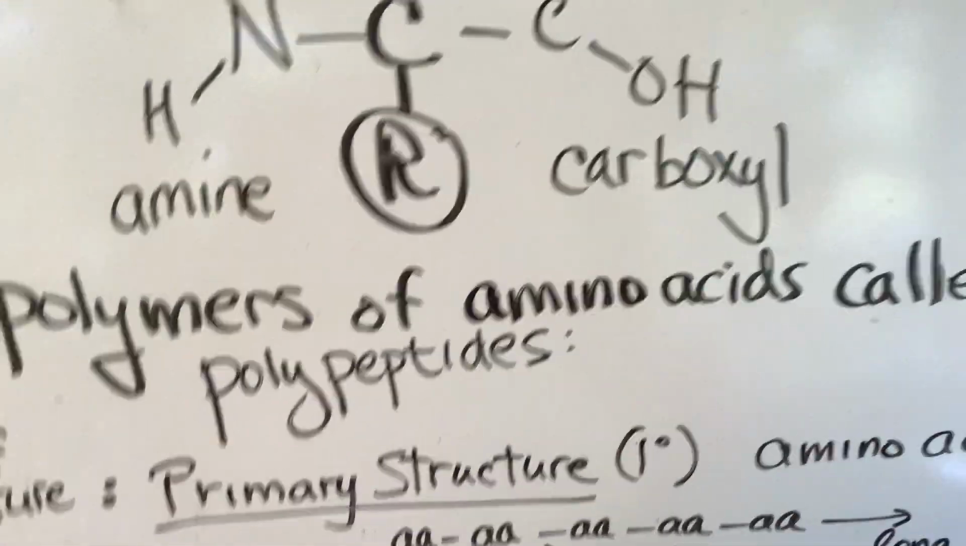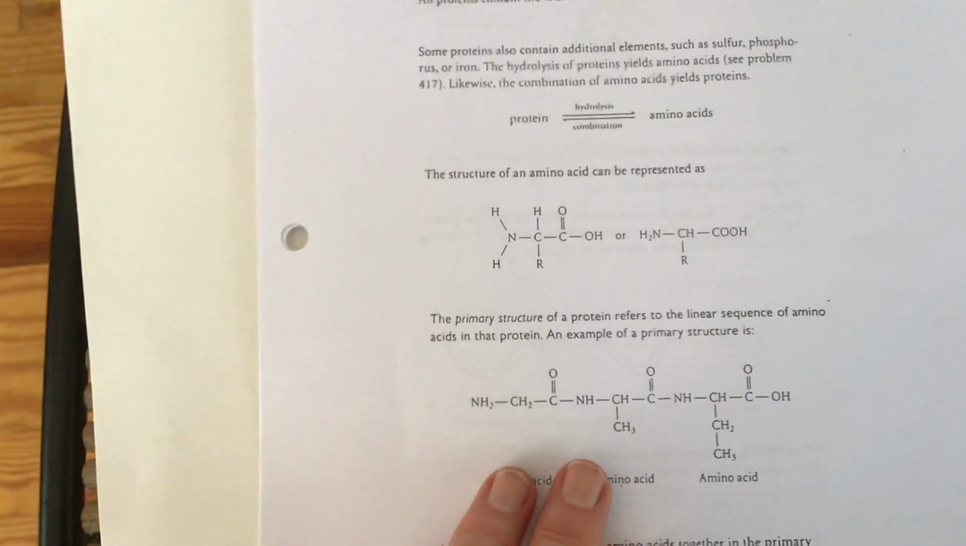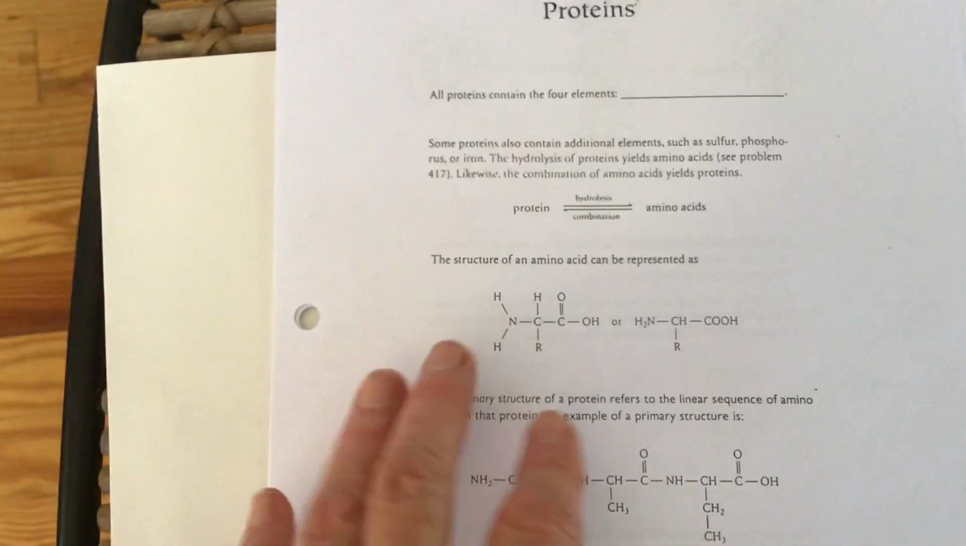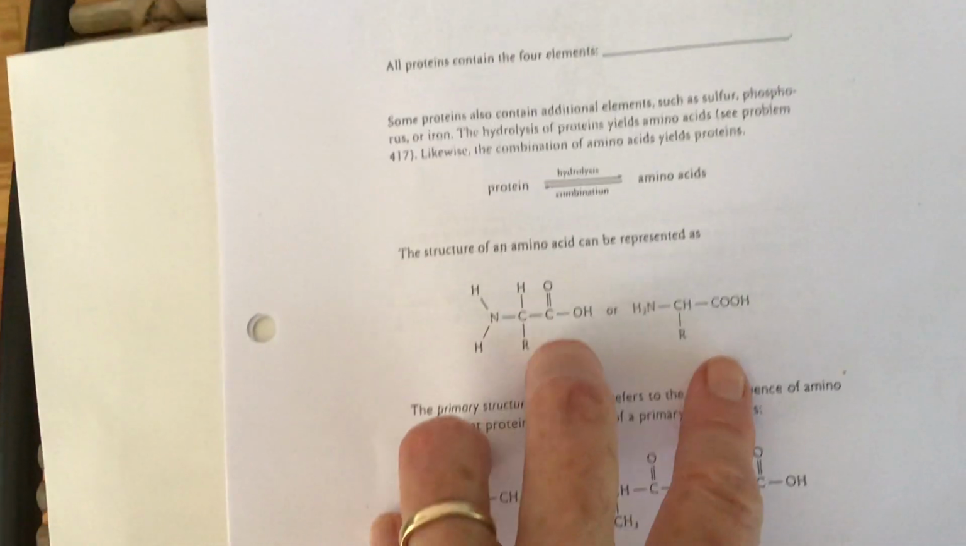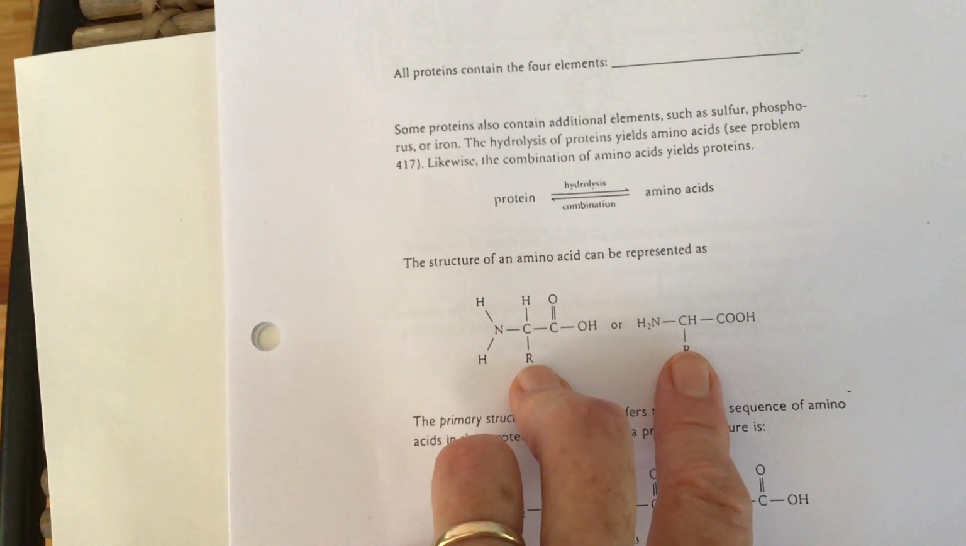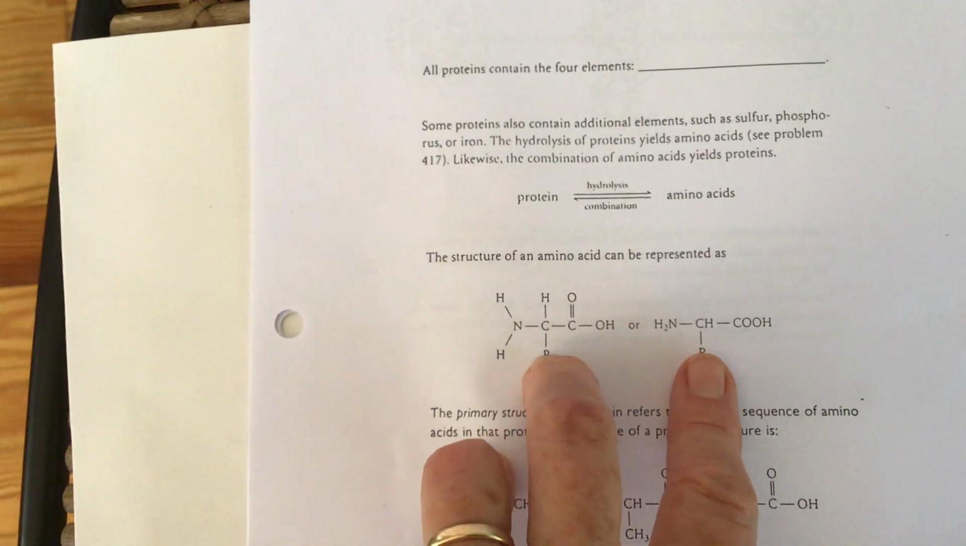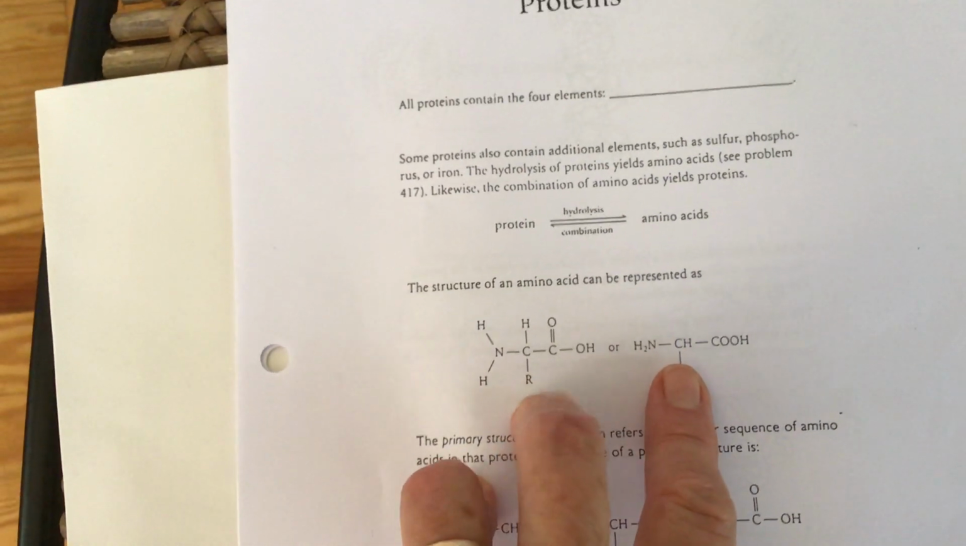Now these are going to be put together into polymers of amino acids, which we call a polypeptide. Sorry about the moving around. A polypeptide is just many of these amino acids put together, again through dehydration synthesis. So here's an example of each of these. It has R as the R group. Again, these are just different ways of writing that amino acid. So you can write it this way or this way, okay?